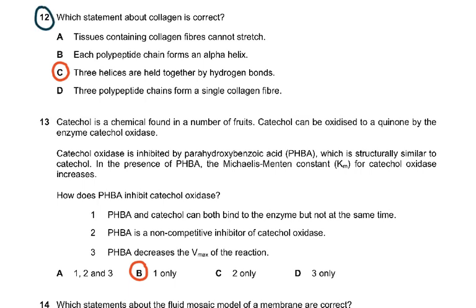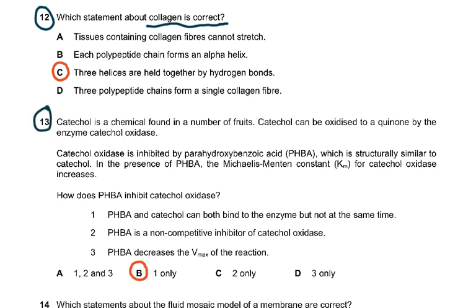And question number 12. Which statement about collagen is correct? Tissues containing collagen fibers cannot stretch. Each polypeptide chain forms an alpha helix. Three helices are held together by hydrogen bonds in a collagen molecule. Three polypeptide chains form a single collagen fiber. No. They're saying which statement about collagen is correct. Which statement about this chair is correct? This chair is made of wood. So which statement about collagen is correct? You have to say to yourself, is this telling me about the collagen?